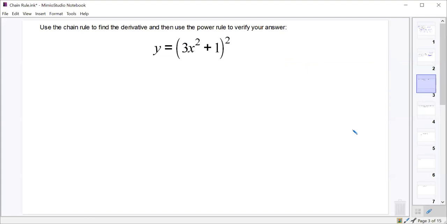So the chain rule says, let's write it as a composition of two functions. So what should y equal in terms of u? What is the innermost function of 3x squared plus 1 squared? U squared. Right, we're looking at a u squared with a u equal to 3x squared plus 1. Everybody agree with that?